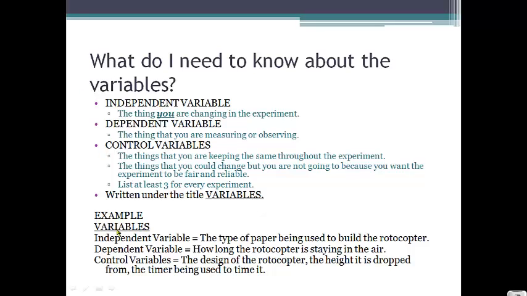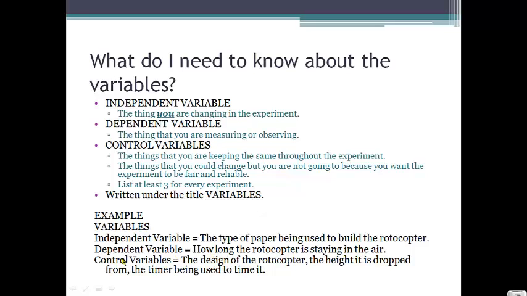Okay. So down here's my example. This is how you would write it. You'd write variables across the top left-hand side of your paper, underline it. Then you'd write independent variable equals, and in my case, I'm changing the type of paper for the rotocopter. Then you write dependent variable equals and tell how long, and what I'm measuring in this experiment is how long the rotocopter is staying in the air.